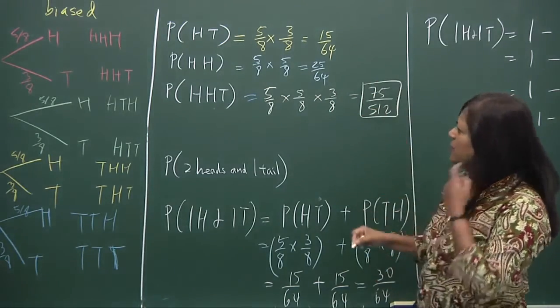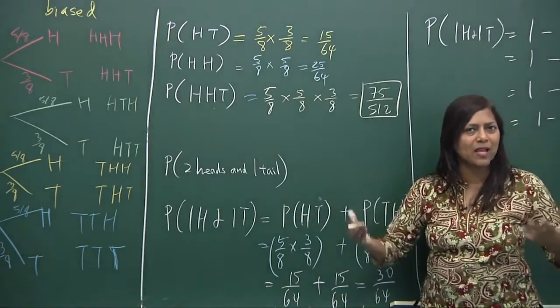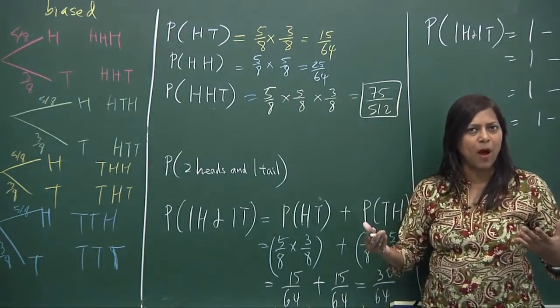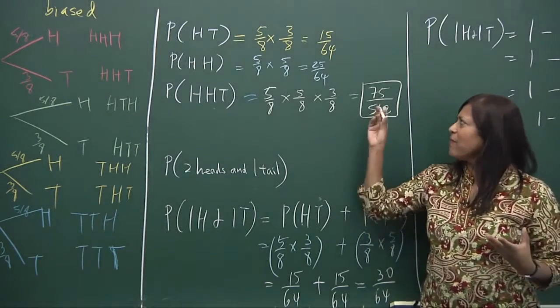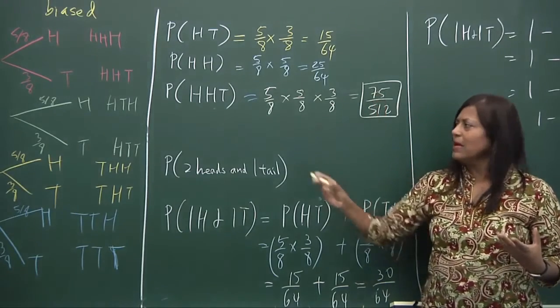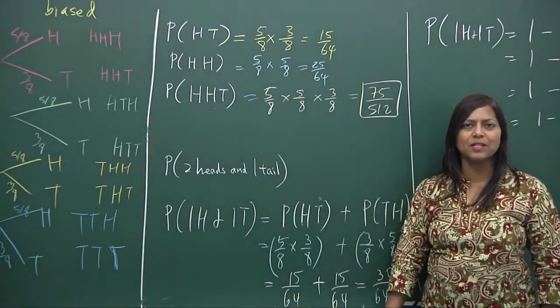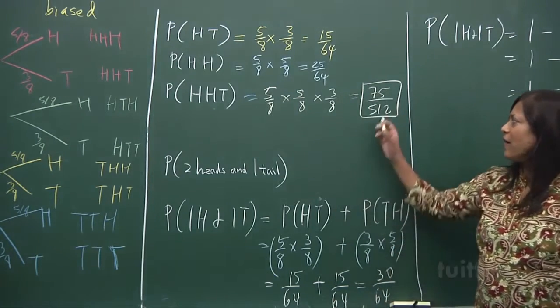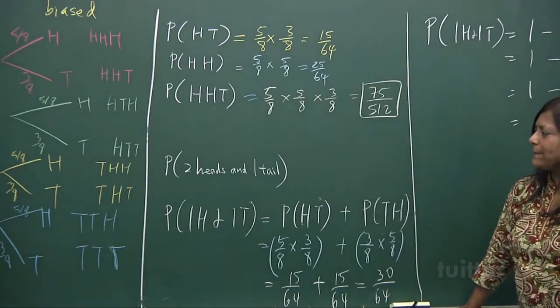Now, I'd just like to tell you that you can throw the coins 512 times, the total number of outcomes. Throw it, throw it, throw it. Now, from the 512 times, 75 times you will get a HHT. So you get 75 out of 512 will be this outcome.